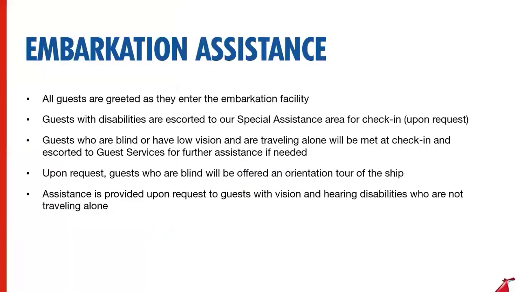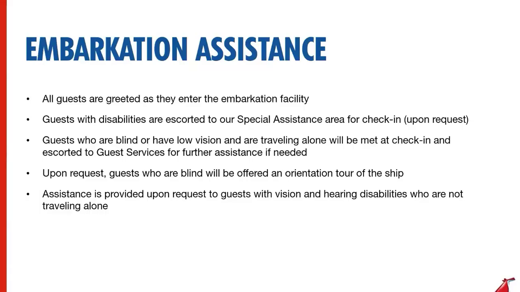Carnival wants to be sure the embarkation process for your clients with disabilities is comfortable and easy. Your guests are greeted when entering the embarkation facilities. Guests with disabilities are escorted to our special assistance area for check-in. Assistance is also available curbside if requested. Guests who are blind or have low vision and are traveling alone will be met at check-in and escorted to guest services. These guests will also be offered an orientation tour of the ship. Assistance is also available upon request to guests with vision and hearing disabilities who are not traveling alone.